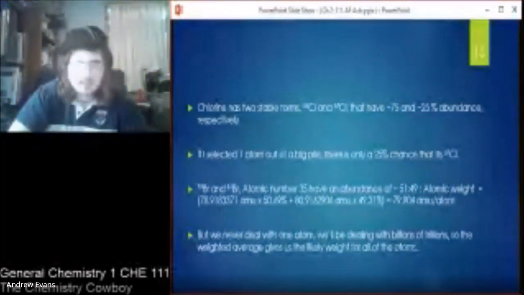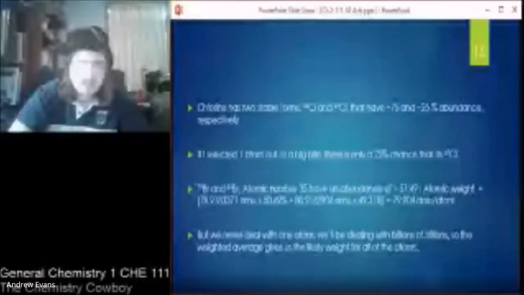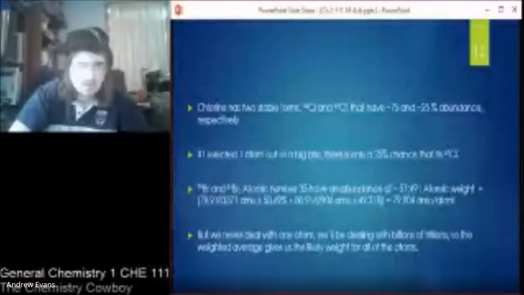So that is 602 times 10 to the 21st. That should give you an idea how a small glass of water deals with that many atoms. So this atomic weight is really kind of important when we're dealing with this.